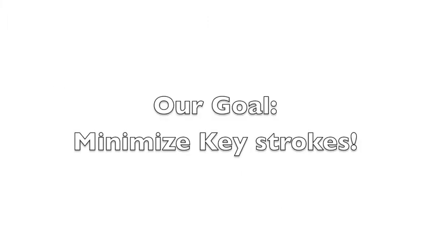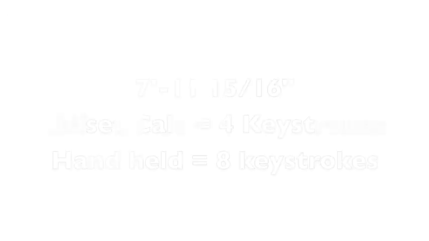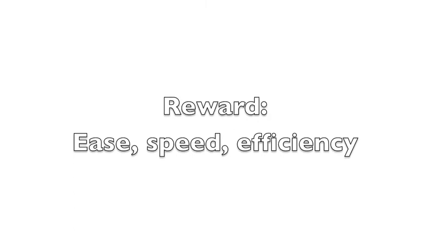Conventional handheld calculators require many keystrokes to enter fractions. The offset calculator's interface has been designed in such a way as to minimize keystrokes. For example, a dimension such as 7 foot 11 and 15 sixteenths is entered with 4 keystrokes on our calculator, versus an optimized handheld calculator which would take 8. Because of this, it may seem a little awkward at first, but you soon will be rewarded with a much more efficient way of entering strings of dimensions.